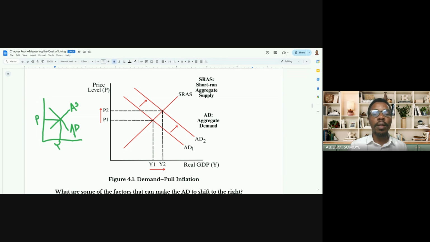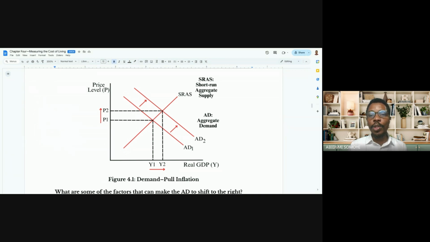So if aggregate demand rises faster than aggregate supply, then AD is going to shift upward. If AD shifts upward, it pushes prices upwards, and it will also increase output. So you could say P2, you could say Y2. Of course, if prices are rising, if you take a look at the law of supply, suppliers will produce more because they want more profit. So this is demand pull inflation.